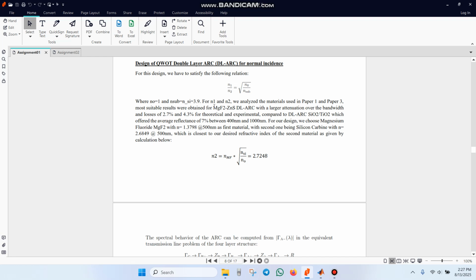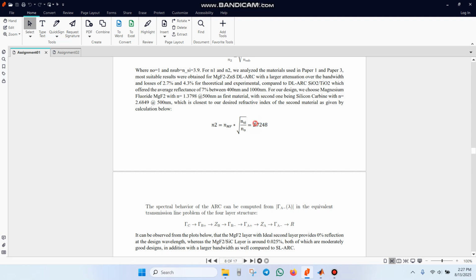And similarly, this previous design gives us the reflectivity of 2.7% to 4.3%, which is much lower compared to the silicon titanium oxide design. So for our design, we selected magnesium fluoride, which has the refractive index of 1.3798 at the wavelength of 500 nanometer, which is our design wavelength. Once we have the refractive index of the first material, we can find the refractive index of the second material by using the following relation. Because we already have the refractive index of the silicon, of the air, and our selected material magnesium fluoride, it turns out that the second material would have to have a refractive index of 2.7248.